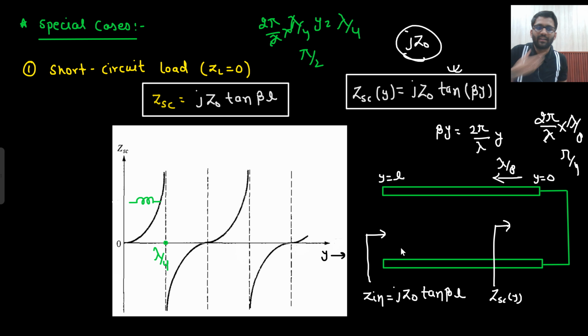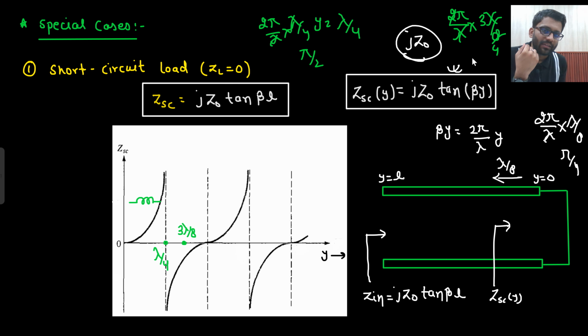Now let's take another distance. Lambda by 4 we have taken. Lambda by 4 plus lambda by 8 we can take. So 3 lambda by 8. Let's take the distance 3 lambda by 8. 3 lambda by 8 will be somewhere here. Lambda by 4 plus lambda by 8, that would be 3 lambda by 8. So at 3 lambda by 8, what do you get? Beta value is 2 pi by lambda into 3 lambda by 8.